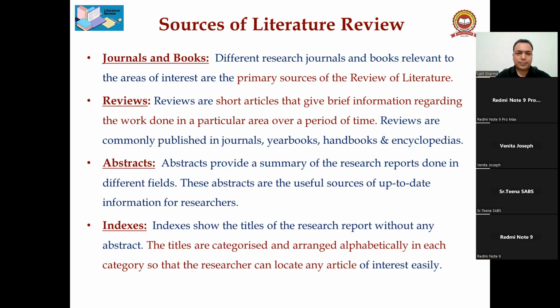Then indexes. Indexes show the title of the research report without any abstract. The titles are categorized and arranged alphabetically in each category so that researchers can locate any article of interest easily. So guys, these are the sources of literature review. Even in your syllabus, it is written what the sources of literature review are other than the internet. So you can refer to all these: journals and books, reviews, abstracts, indexes.